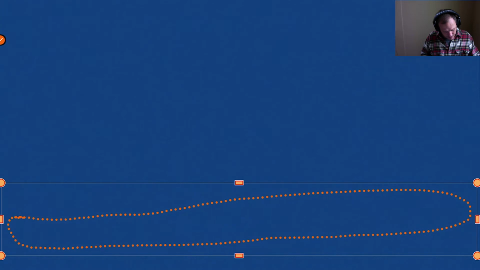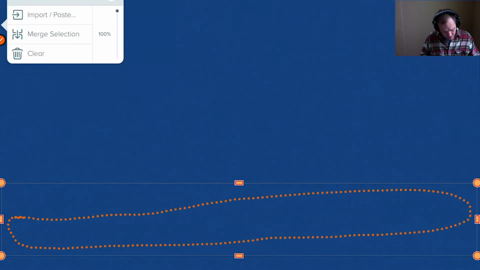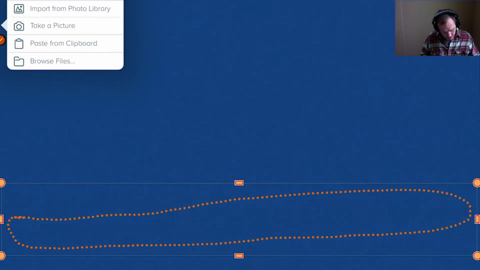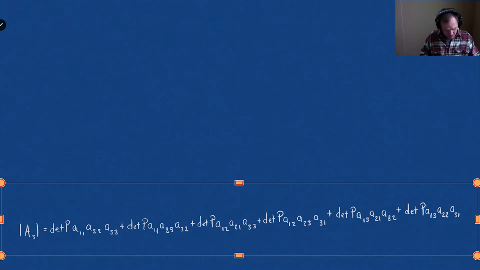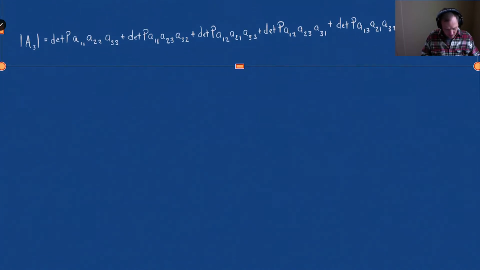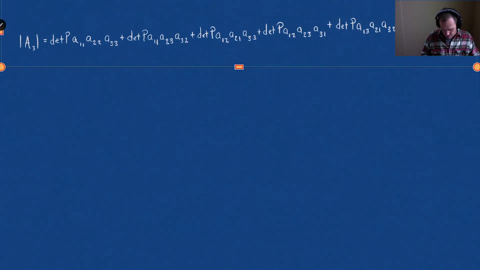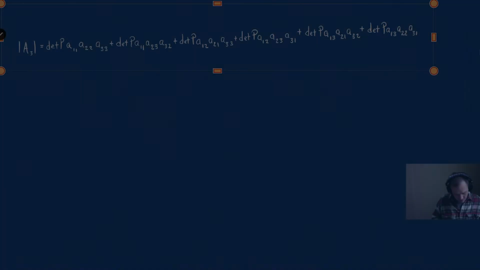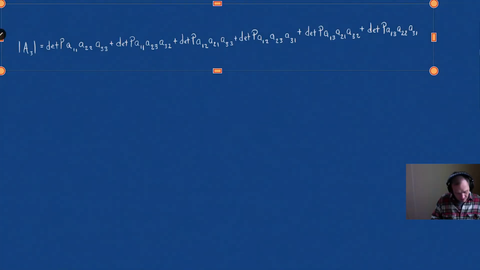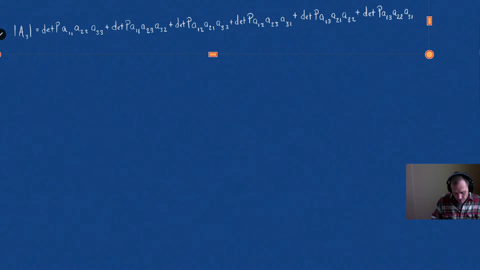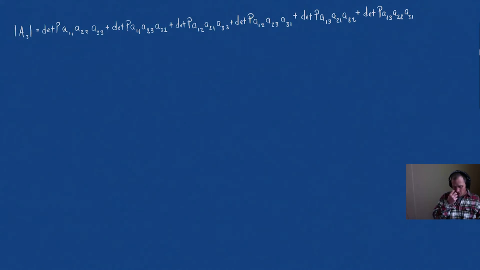Go here. Paste from my clipboard. And there it is. But I want it right up here at the top. And I'm going to make it even a little smaller. There. Let's put it right up there. Okay, there's my formula. Now we're going to work with this.